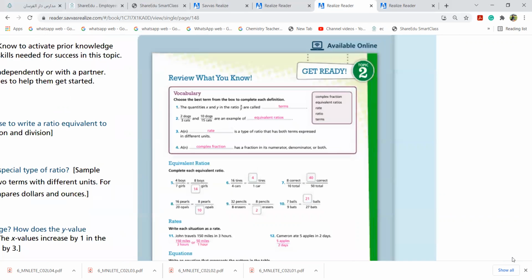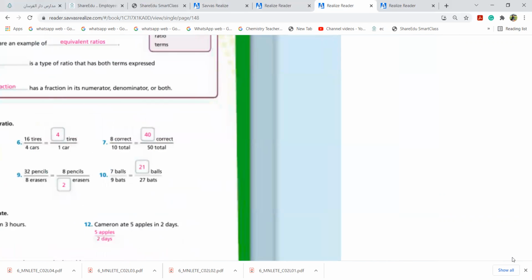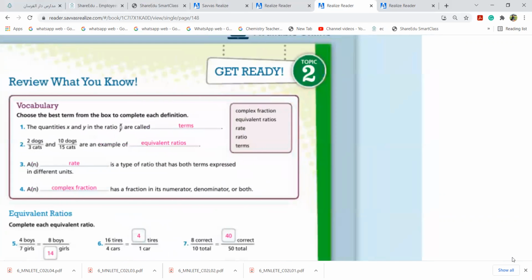Girls, quickly I want to review what we have done last year in grade 6 so that it goes easier. The quantities x and y. When I write x and y, they are called terms. What are they called? Terms. So the first one here is terms.